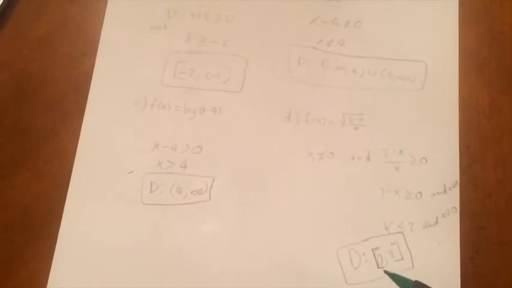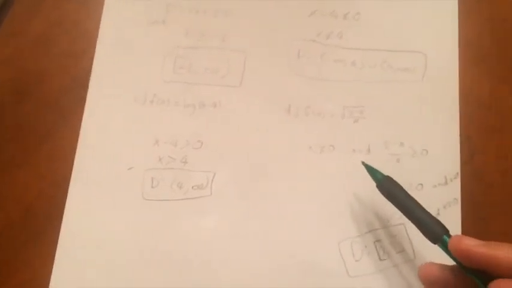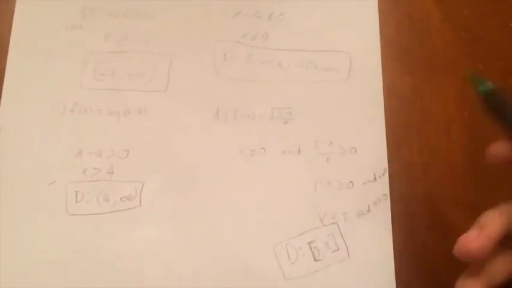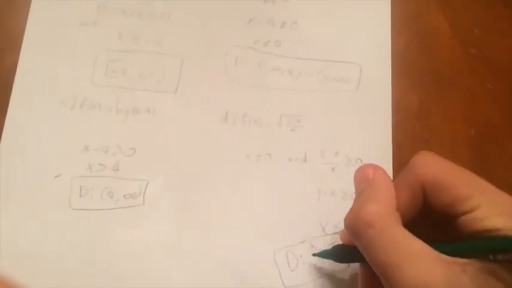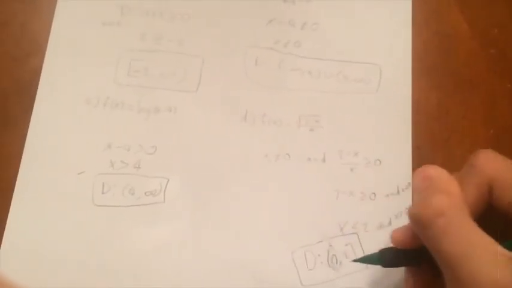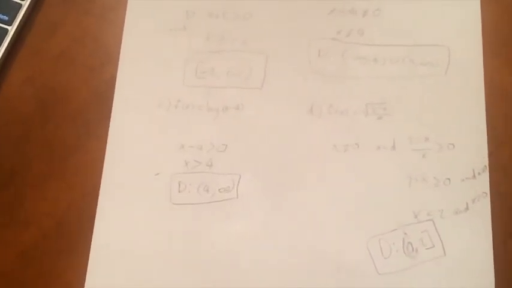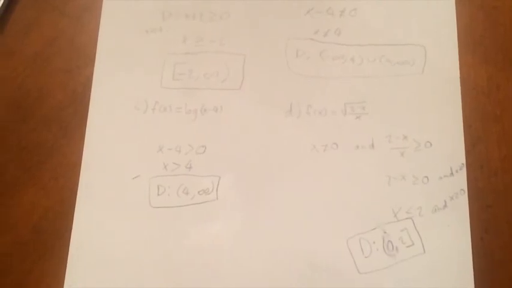Actually, I'd like to correct myself. You cannot include the 0 because x cannot be equal to 0. That was a silly mistake of me. So instead of a bracket here, this should be parentheses. So it's parentheses around the 0 and a bracket around the 2, because the 2 is in fact included.